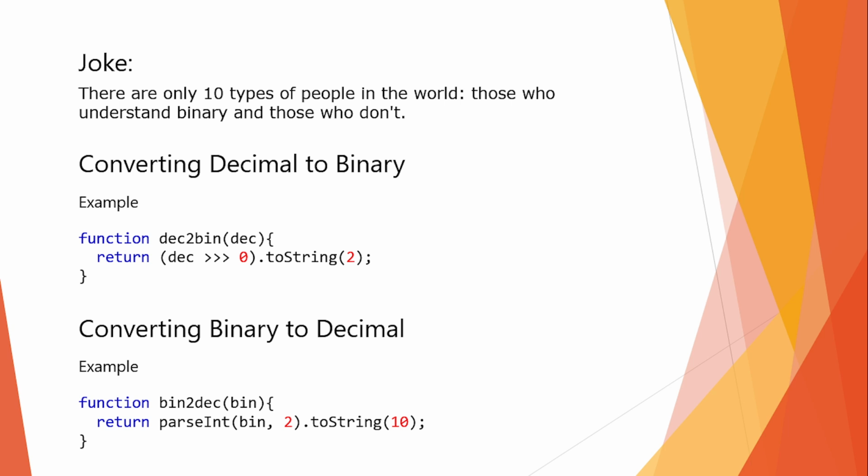Converting decimal to binary. Example: here we are creating a function named decimalToBin, and we are passing a value, and if the value is greater than 0, then it will be converted to a string with base 2. Converting binary to decimal. Here we are converting a binary number into decimal.